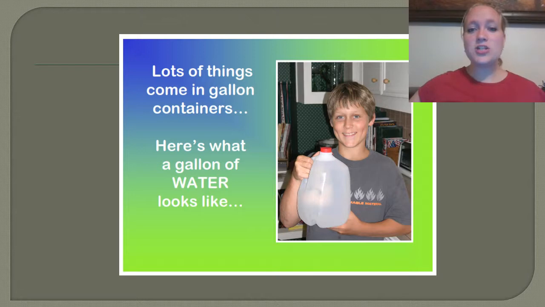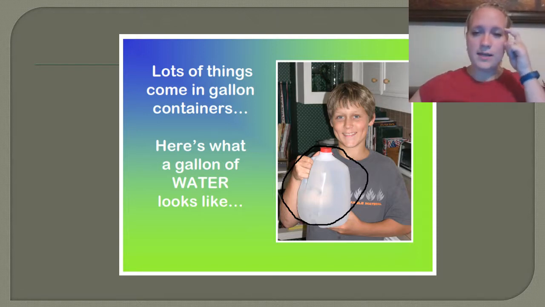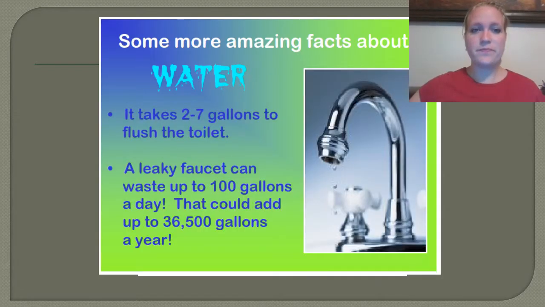Now I want you to picture a gallon container. Here is a gallon container here. We're going to be talking in terms of gallons, so have that in mind. It takes 2 to 7 gallons to flush the toilet. That's a lot of water. A leaky faucet can waste up to 100 gallons a day. That could add up to 36,500 gallons of water a year.